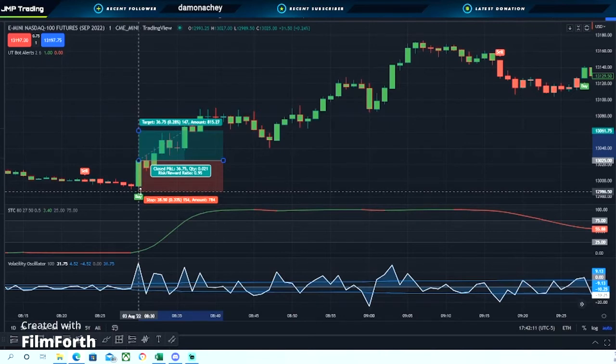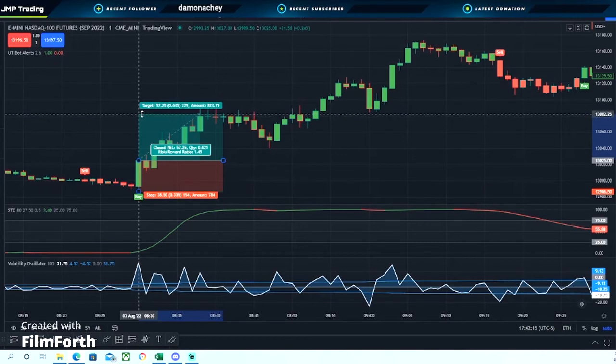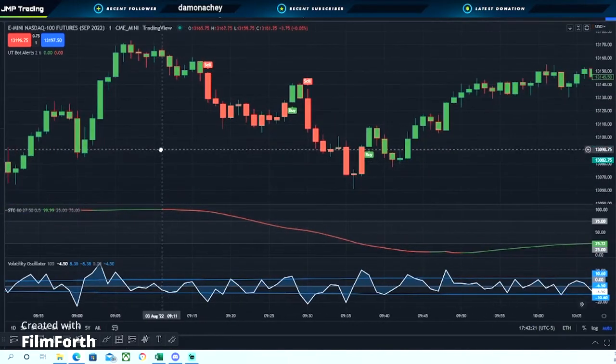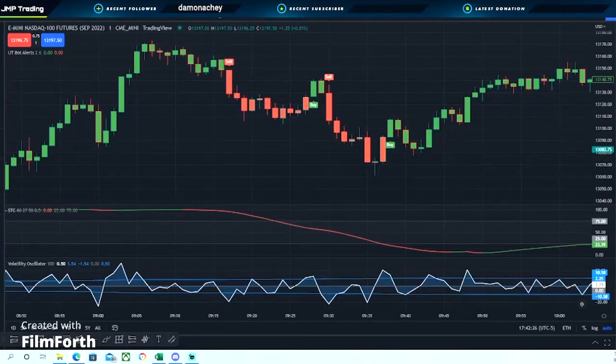Stop loss is set to the swing low, targeting 1.5 times the risk. So that one worked out. Now we'll go over a short.